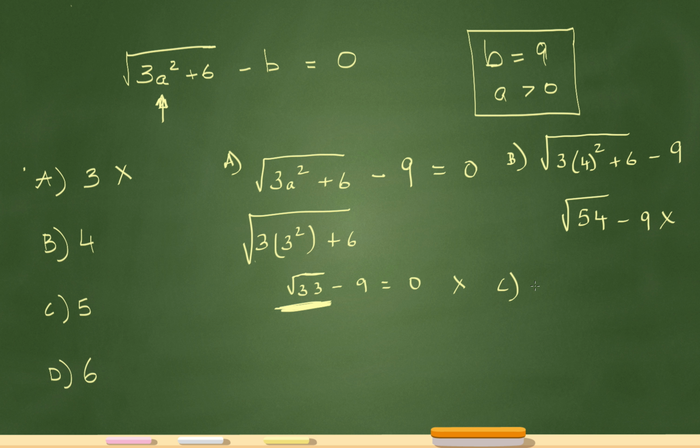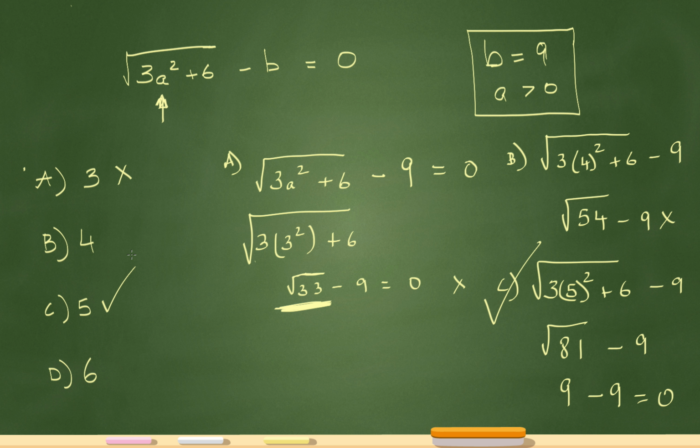Let's go to C. So that will be the square root of 3 times 5 squared plus 6, minus 9. 5 squared is 25. 25 times 3 is 75. And 75 plus 6 is 81. Now, square root of 81 is 9, and 9 minus 9 is 0. So I know that C works, and C will be my answer.